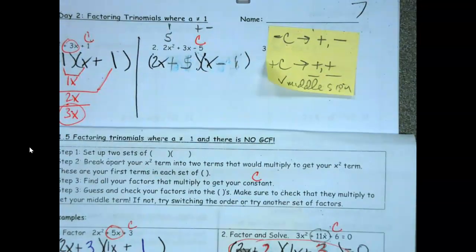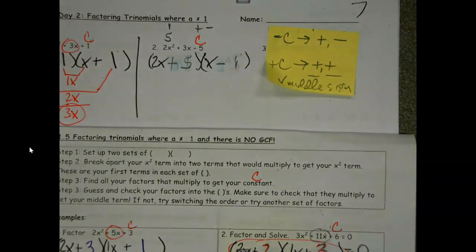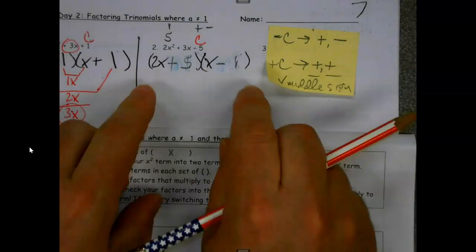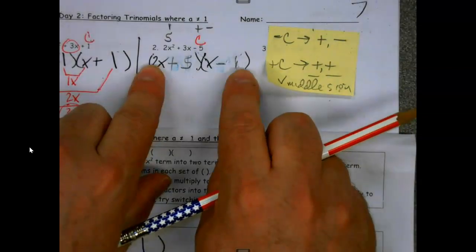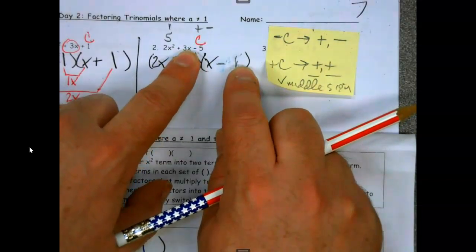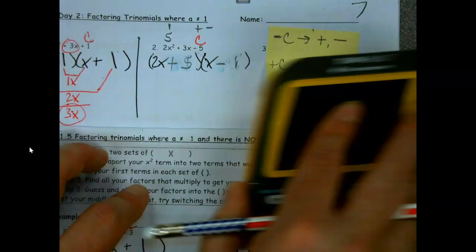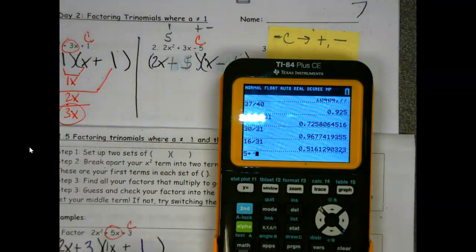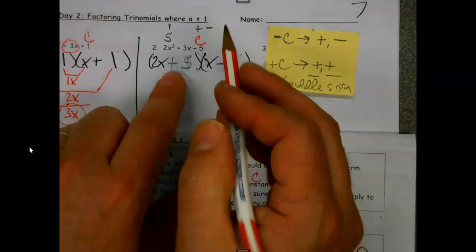I've got to get rid of this blue eraser. This is going to drive me crazy. All right. There we go. So let's try again. 5 and negative 2. Does 5 and negative 2 get me to 3? 5 plus negative 2 is 3. Okay, I got what I wanted.